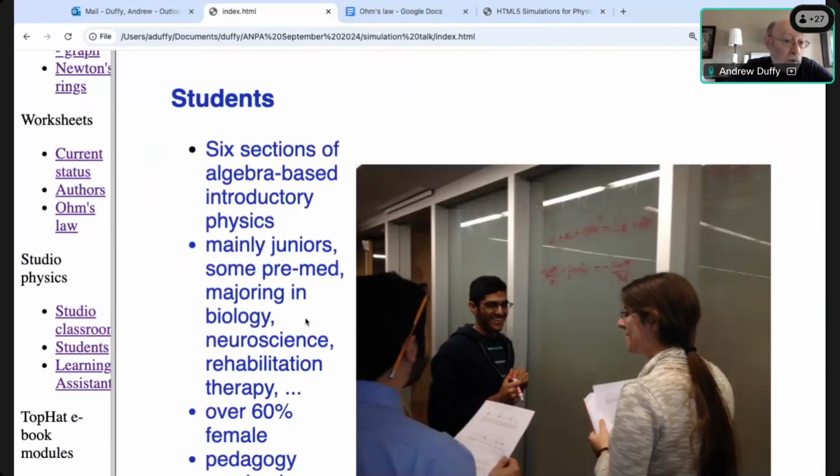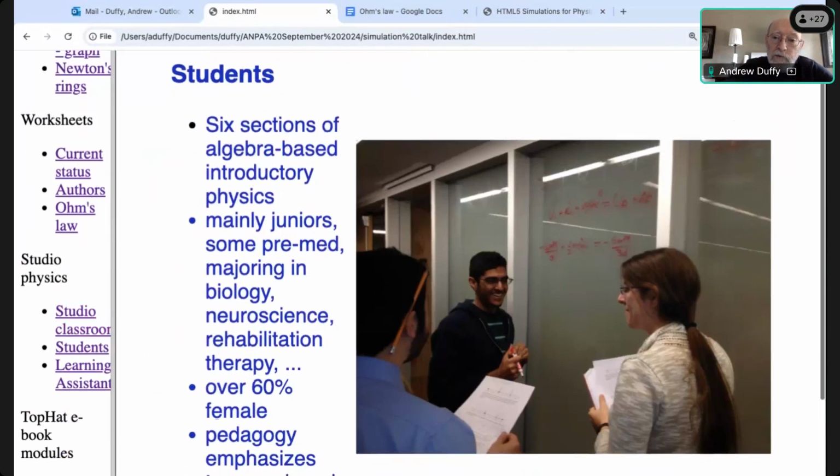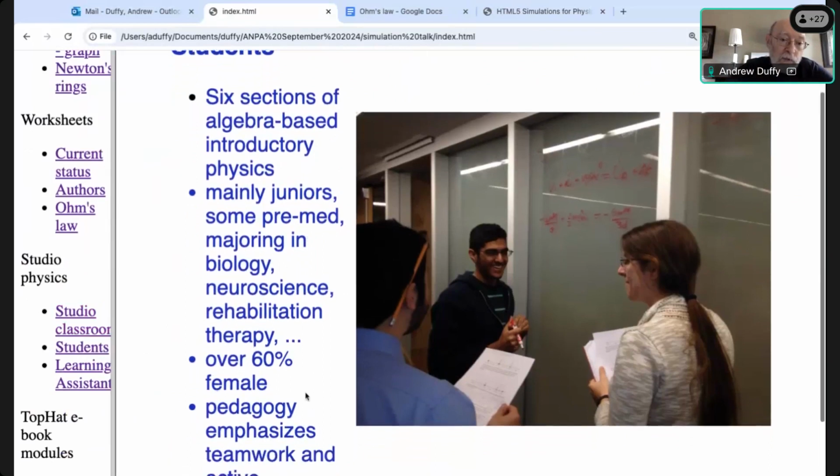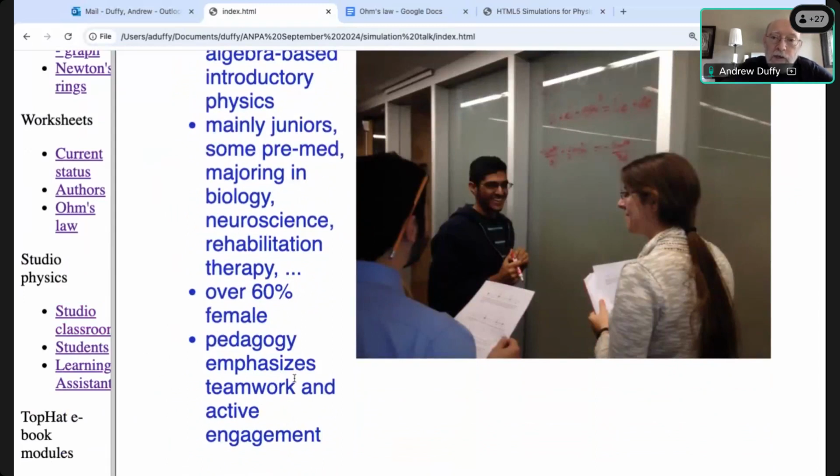So we have 6 sections, mostly juniors, actually. It's an intro physics course, but most of them are juniors. They're mostly pre-med students, biology majors, life science majors in general. Over 60% female, and we really try and emphasize teamwork and active engagement. There are times when we are presenting slides in that room, but that's not what the room is for. The best times are when this is happening, as you can see in the picture, when people are working together on the boards.